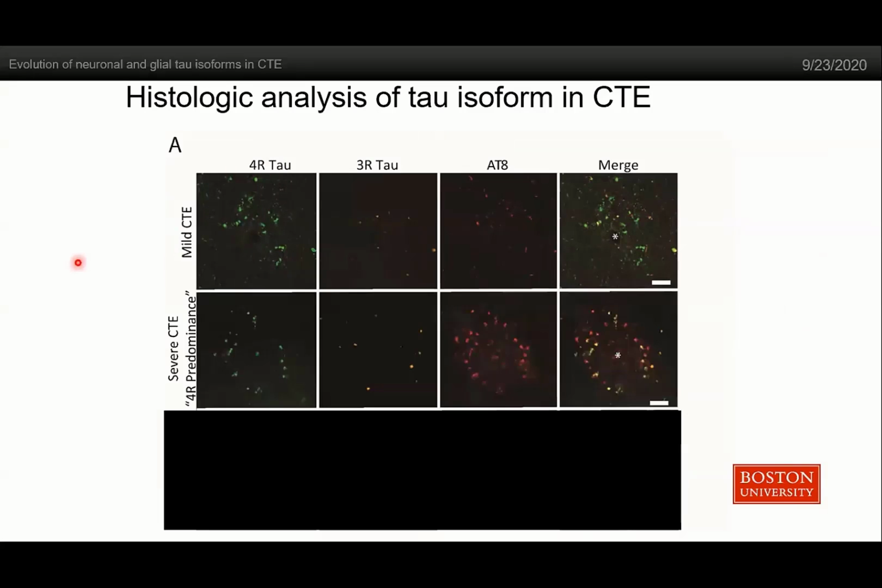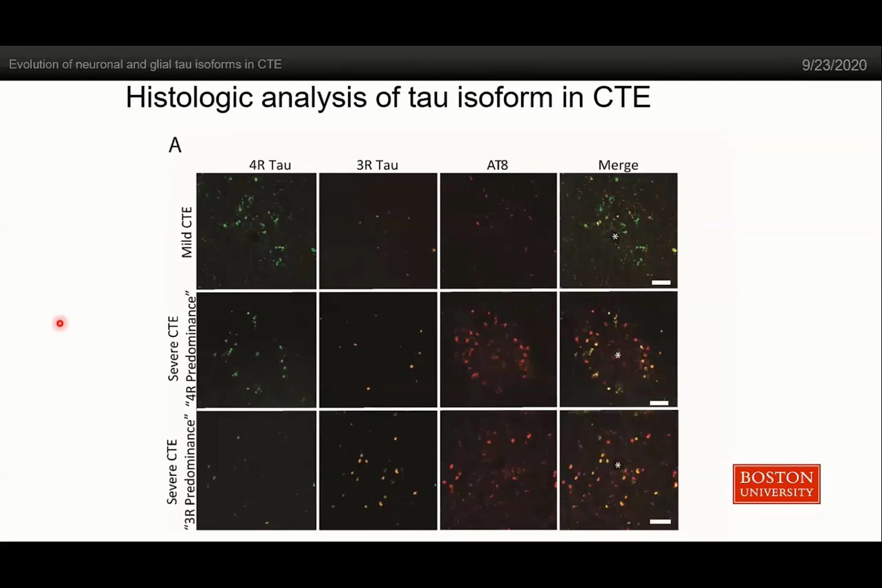When you look at severe CTE, you do see 4R predominant cases. Again, they have 3R, but they're mostly 4R. But what we end up seeing is that there is another subset of individuals that have a 3R predominant lesion. Again, they have 4R present, but through the immunofluorescence, we can see that the majority of tau present is in fact 3R.